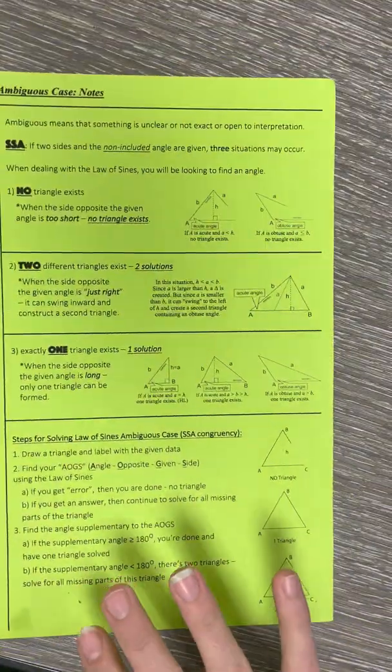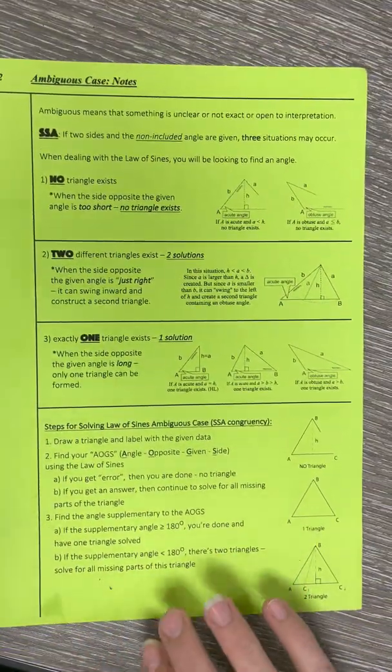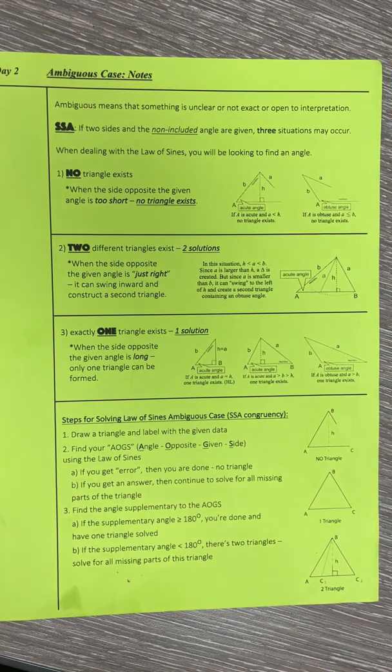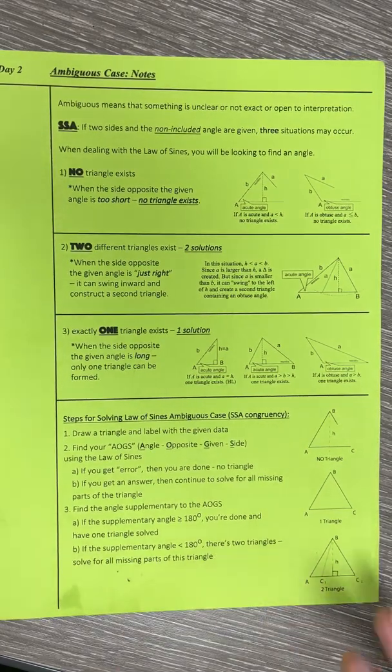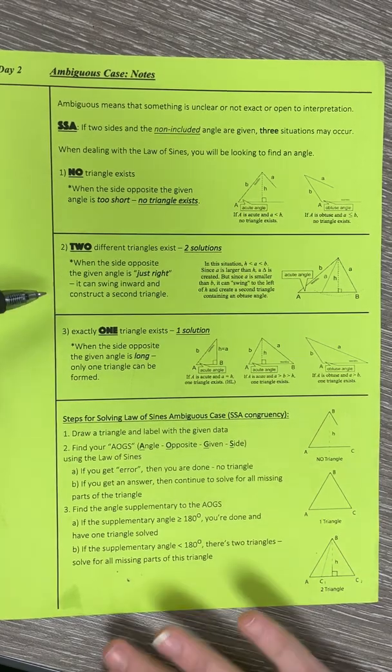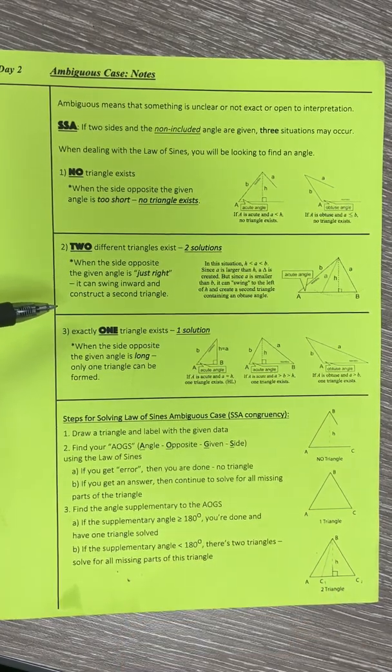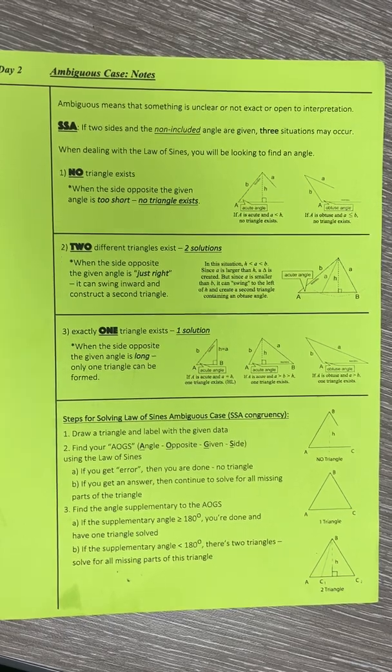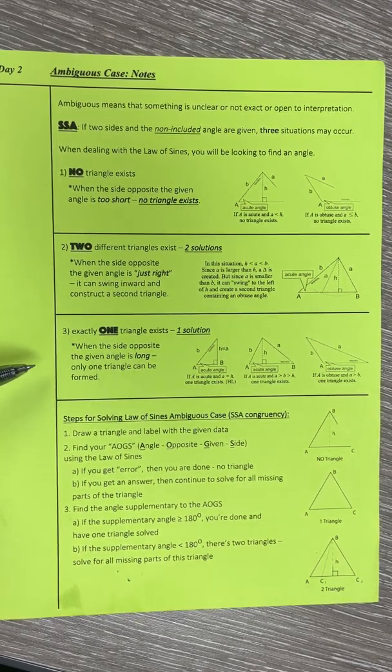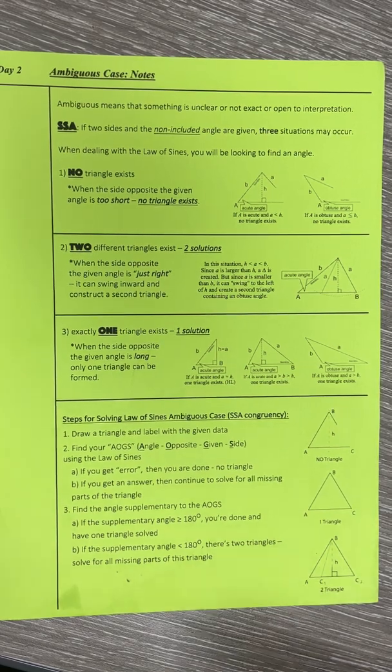So in an ambiguous case, you will get one of three different options. Number one, that no triangle exists, and when you plug in your law of sines into the calculator, you will find that it says undefined, and you'll know that no triangle exists. The other option is like what I just showed you, that there are two different solutions to the given information. And then the third is that there's exactly one triangle possible from what we are given.